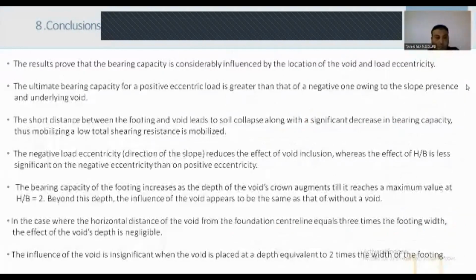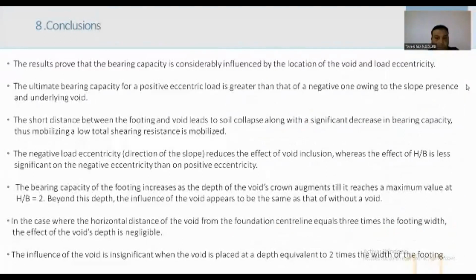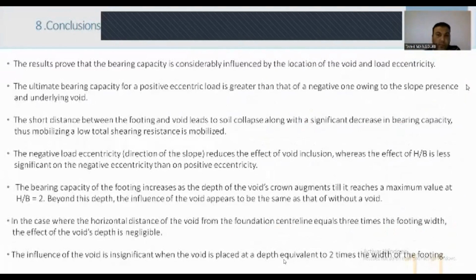Conclusions. The results prove that the bearing capacity is considerably influenced by the location of the void and load eccentricity. The ultimate bearing capacity for a positive eccentric load is greater than that of a negative one owing to the slope presence and underlying void. The short distance between the footing and void leads to soil collapse along with a significant decrease in bearing capacity, thus mobilizing a low total shearing resistance.